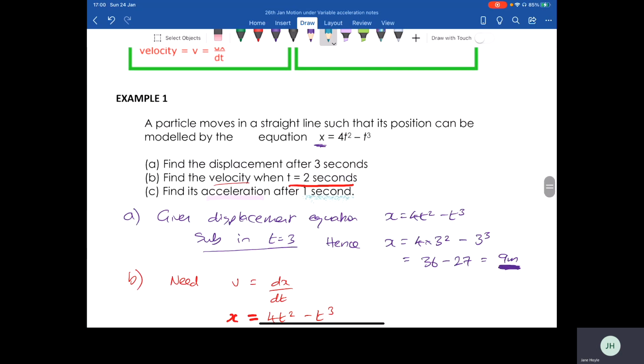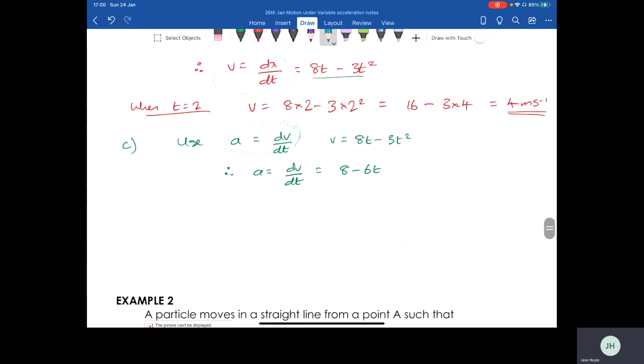Find the acceleration after 1 second. Okay, so that tells me the acceleration for every single time t. So I know that when t is equal to 1, the acceleration is equal to 8 minus 6 times 1. 8 minus 6, 2 meters per second squared.